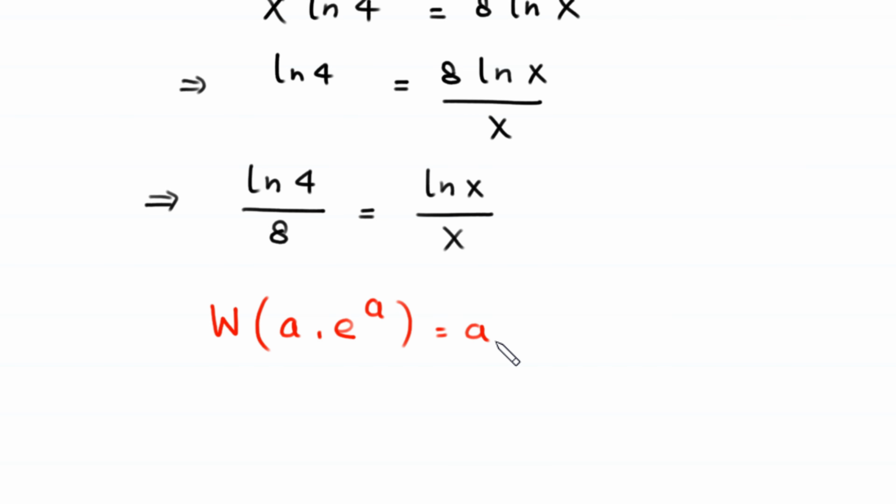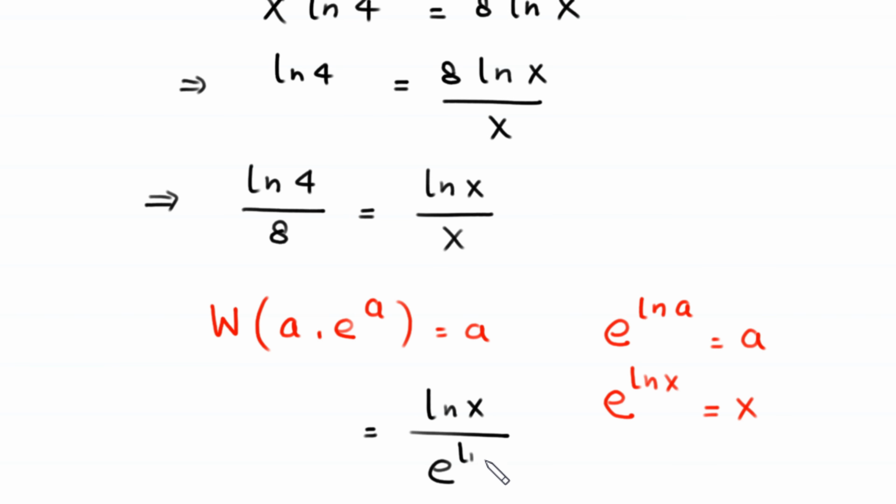So to bring these two expressions at the right hand side and at the left hand side in this form, we use this natural log property, e to the power ln of a is equal to a. We can write this x as e to the power ln of x is equal to x. So we can rewrite this expression as ln of x divided by e to the power ln of x. This left hand side can be written as ln of this 4, which is the same as 2 squared, divided by 8.